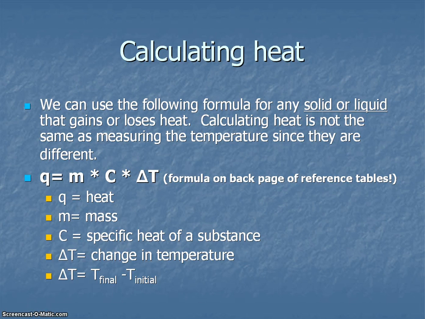You got to know that delta T is always T final minus T initial. All right, every time. That way, yes, you can get a negative. A negative means you're losing heat. Positive means you're gaining heat. All right, we'll get into that in a second. Let's talk about specific heat here.